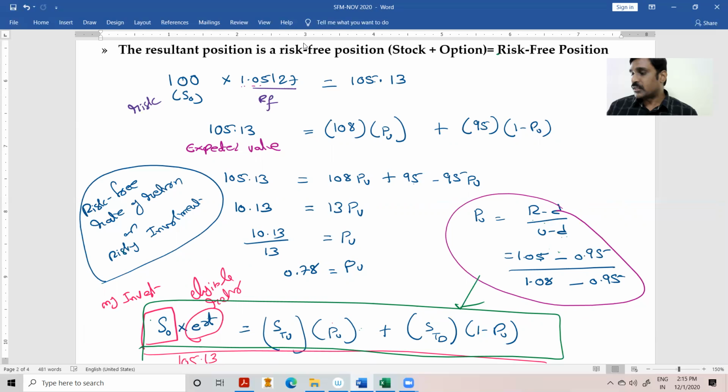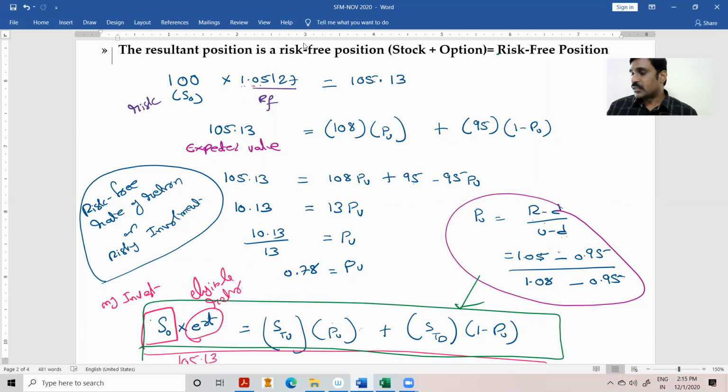My stock, S0, is the stock value, that is a risky investment, but e to the power of r is a risk-free rate of return. Why am I applying a risk-free rate of return on a risky investment? That you should question. That question will arise if you use this formula. Okay, right? This is the problem.